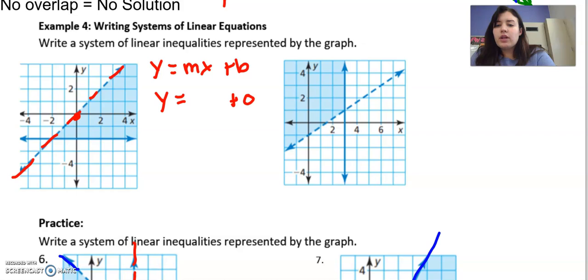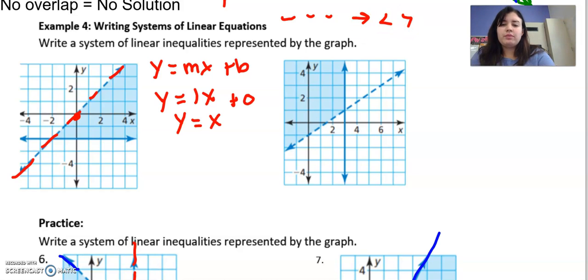And it looks like it's going up 1, right 1. So our slope is 1x. This is just y equals x. And now we have to determine the sign. It's a dotted line. So a dotted line is either less than or greater than. So what we have to do is we're going to take this point in the shaded area, and plug it in to see if it's greater than or less than.